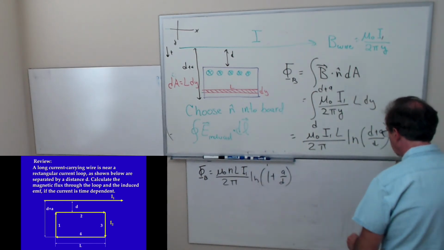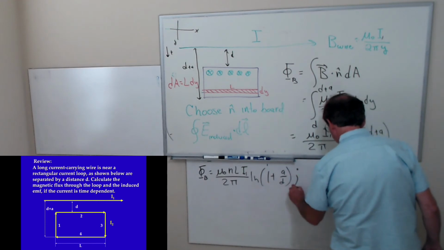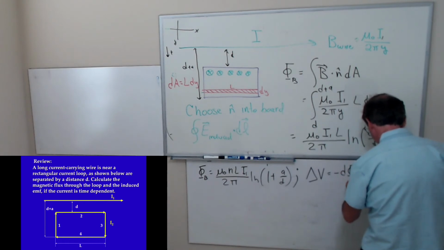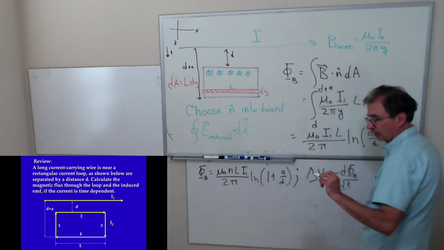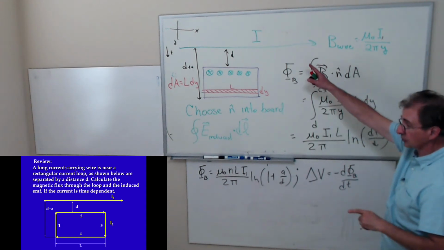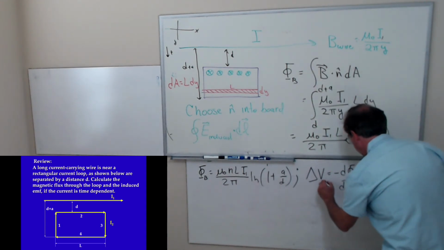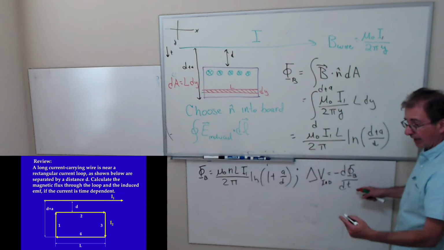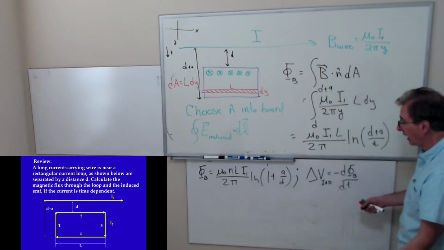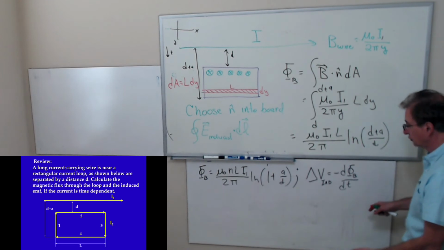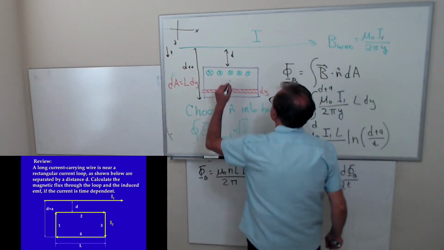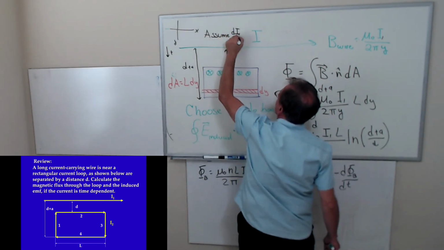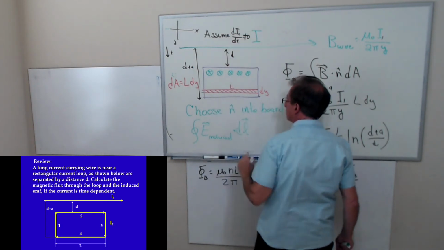Now, the induced EMF is minus dΦ over dt. As long as the current I1 varies with time, then I will have an induced EMF, because then I have a changing flux. If I doesn't depend on time, I don't have a changing flux. Well, let's assume that dI1/dt is not equal to 0.